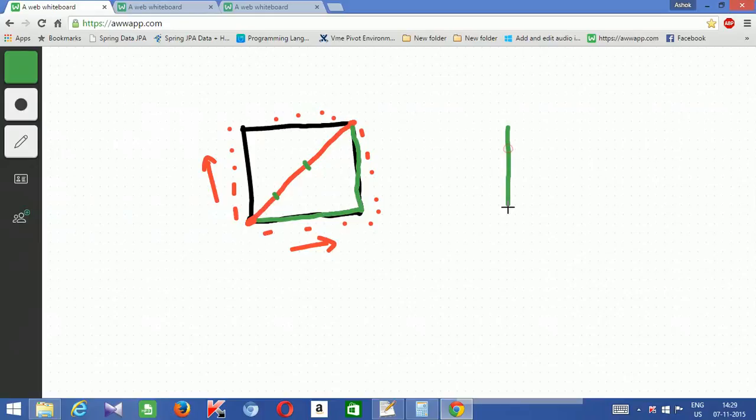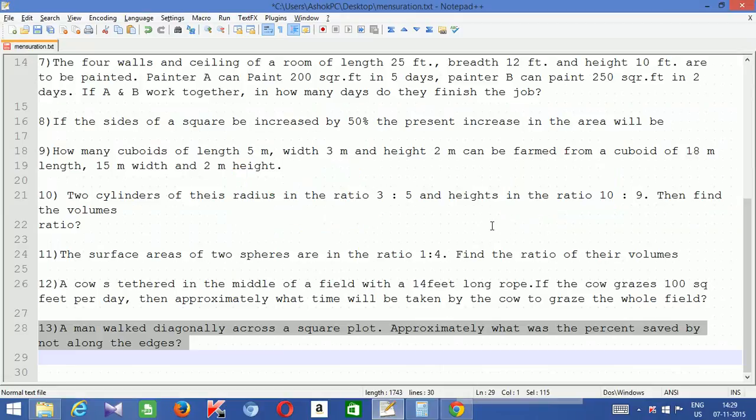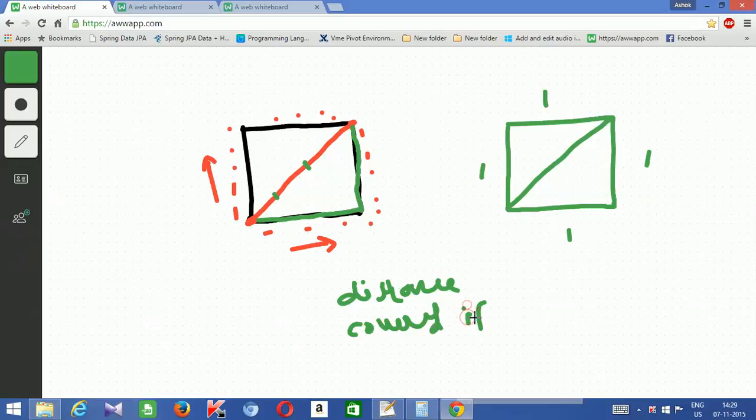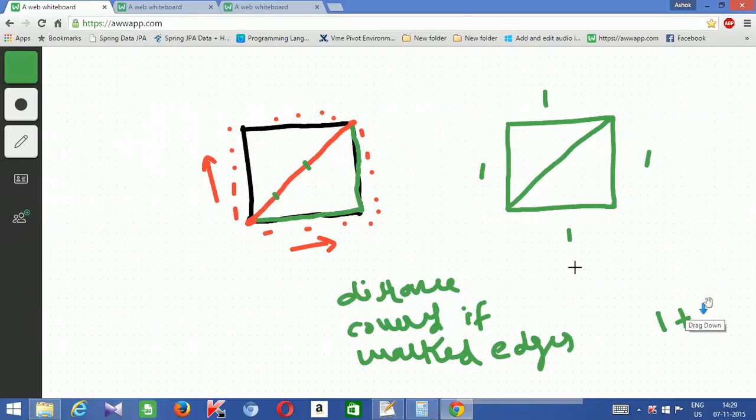So what you can do for this type of question is take specific values for the square. That will be easier for you. So you can take a square of length 1 centimeter each. If you walk along the edges, the distance covered is 1 plus 1, these two sides, right? So this one and this one, which is equal to 2 centimeters. Everything is in centimeters. Now what will this distance be?